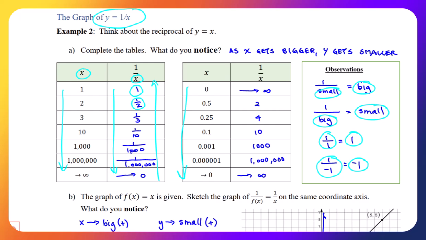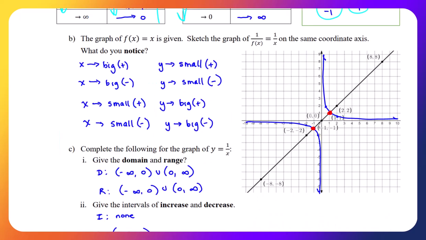Some things to look at as we look at this graph. So as we sketch this graph, we first of all have the black graph, which is y equals x, or f of x equals x. Then if we take the y values and plot their reciprocals, 1 over x.